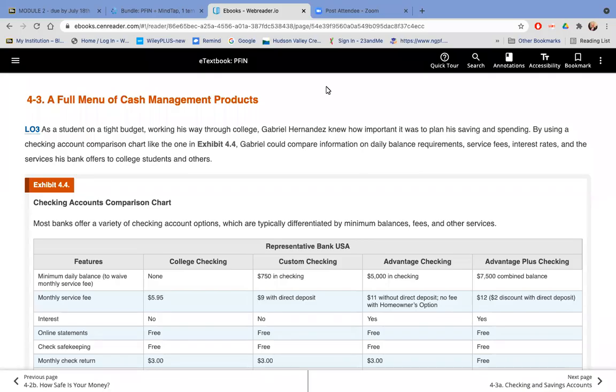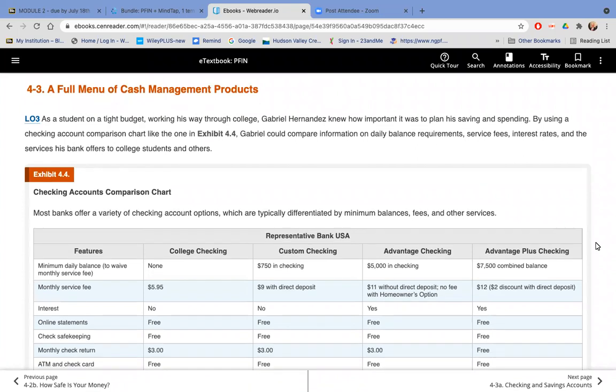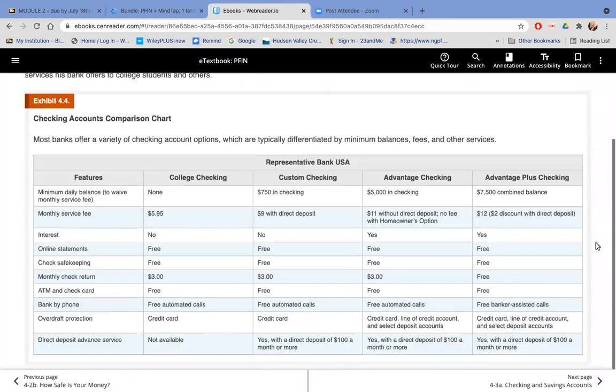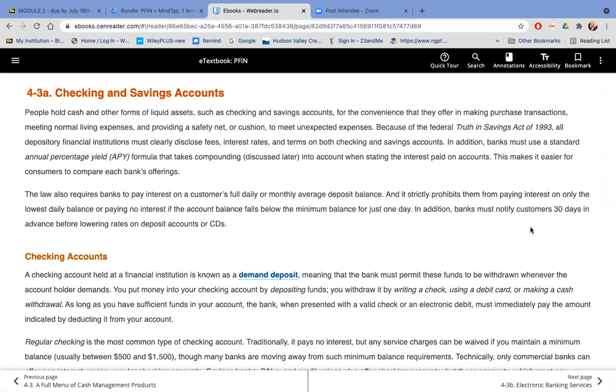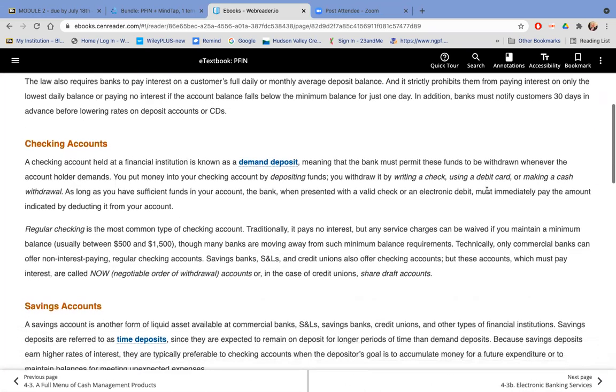This is Professor Arujo with some notes on Learning Objective 3 in Chapter 4. So this is the menu of cash management products that is being introduced to you here. So you're going to need to know some definitions and how it all works.